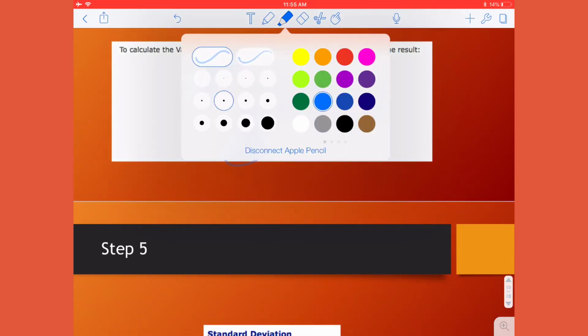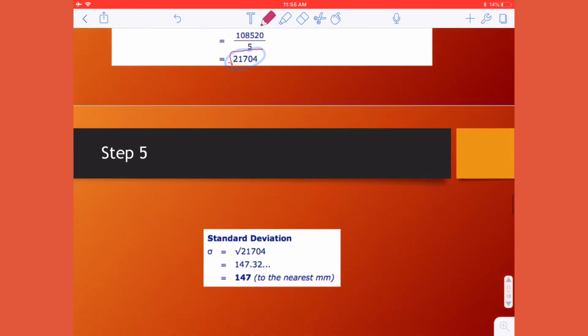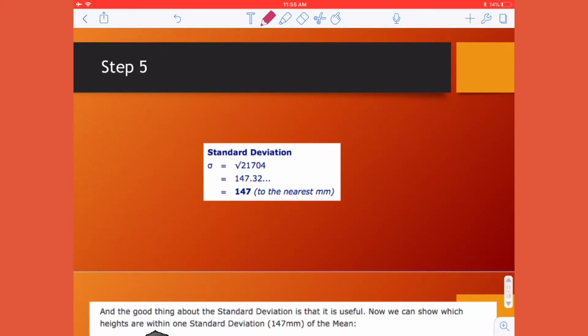And since I have a square, we know that in order to get rid of a square, I'm going to have to take the square root of that value. And if I take the square root of that value, which is the square root of 21,704, I get approximately 147. So my sigma is equal to 147, which represents my standard deviation.